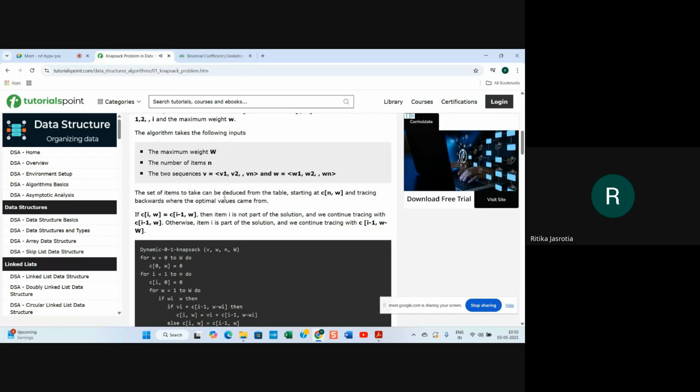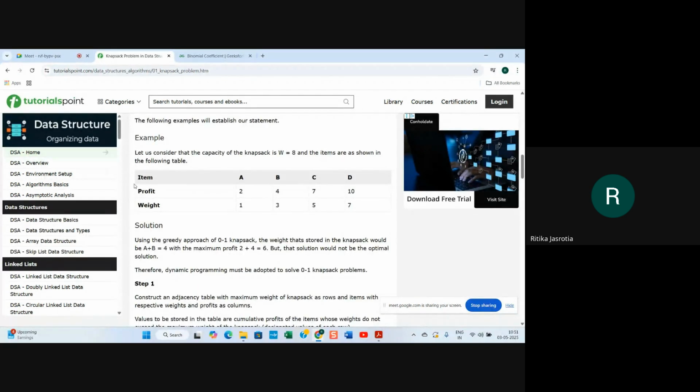The set of items to take can be deduced from the table, starting at C[n, W] and tracing backwards to where the optimal values came from. If C[i, W] is equal to C[i-1, W], then item i is not part of the solution, and we continue tracing with C[i-1, W]. Otherwise, item i is part of the solution, and we continue tracing with C[i-1, W-Wi]. So here, if both are equal, then the item is not part of the solution. That is what they are saying: C[i, W] equal to C[i-1, W]. It's just taking an example. So let us consider the capacity of the knapsack is W = 8.